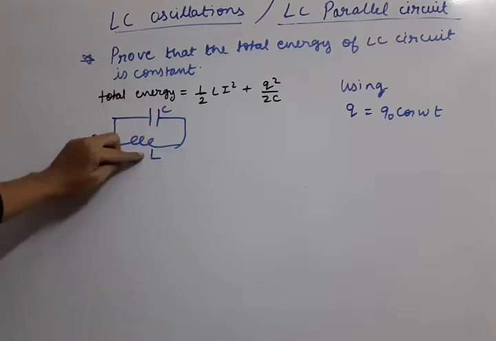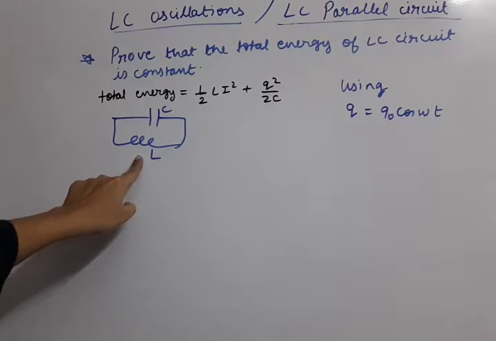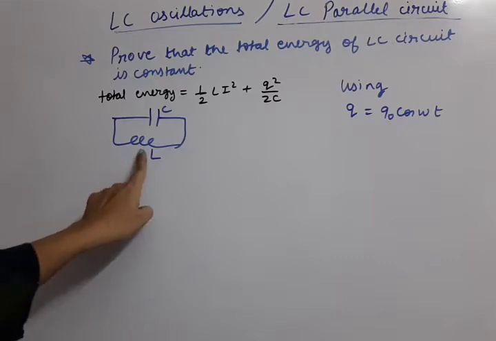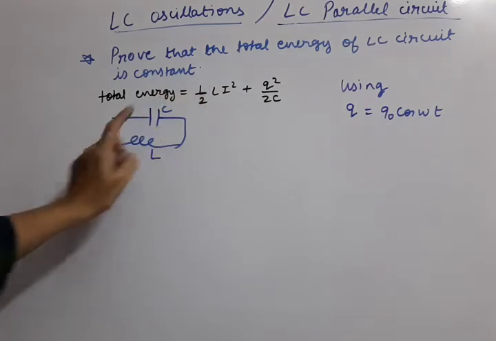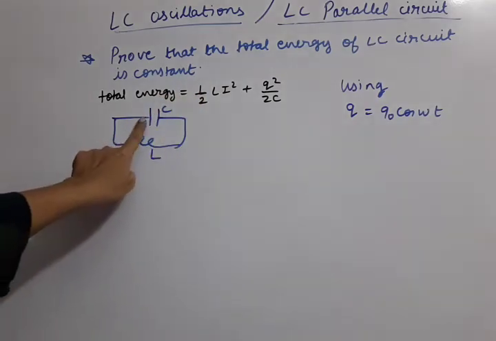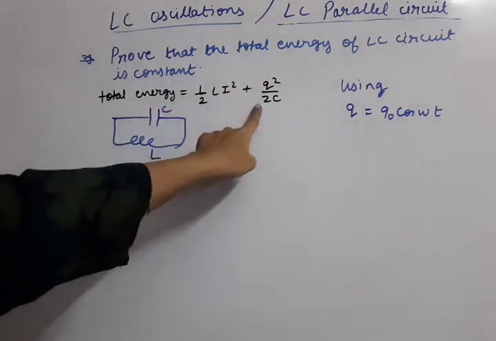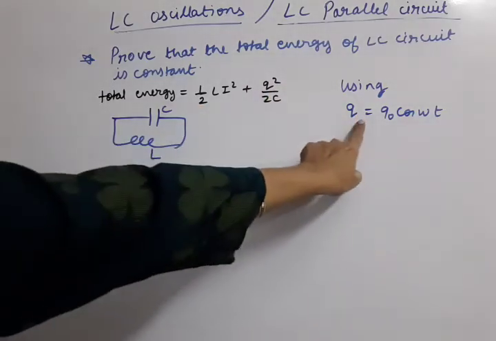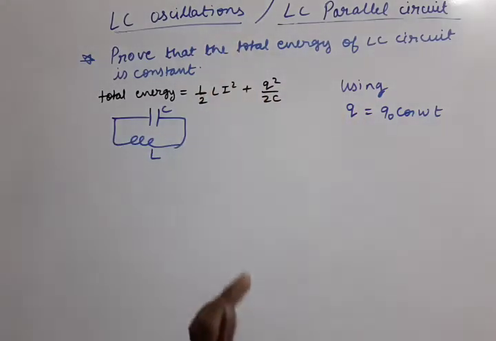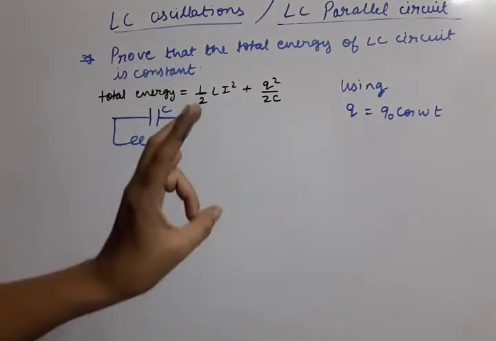Since there are two components in this circuit, let us work out the energy of both components. L की एनर्जी का फॉर्मूला होता है half of L I square और C की एनर्जी का फॉर्मूला होता है half of C V square or q square by 2C also. Now why am I taking q square by 2C? Because I am going to apply the q equation here. Both the equations should be either in q terms or I terms.